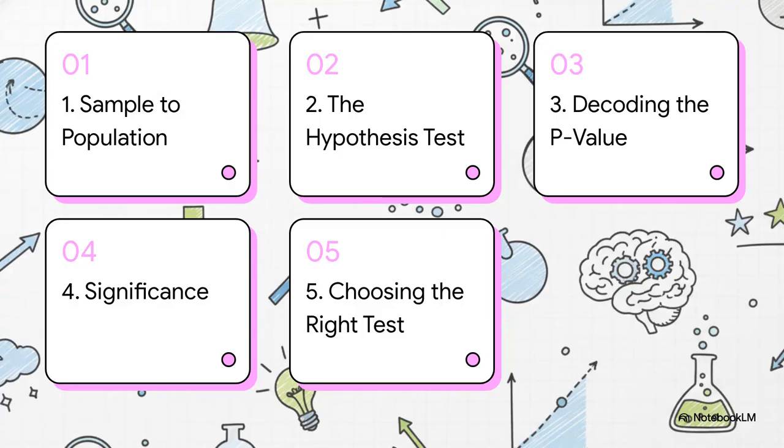So here's how we're going to tackle this. We've broken it all down into 5 key parts. We're going to start with the fundamental challenge of pretty much any study, then walk through the formal process researchers use, we'll decode that famous p-value, and finally, we'll get to what really matters for your patients.